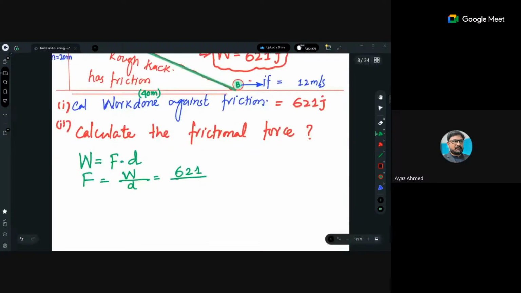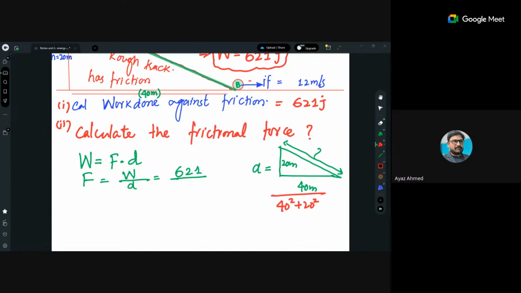So the distance is required. Distance is equal to, this is basically a right angle triangle, right? So this is your 40 meter. This is your 20 meter, and you want to calculate this one. So that will be equal to the square root of 40 squared plus 20 squared. So what will be that distance?